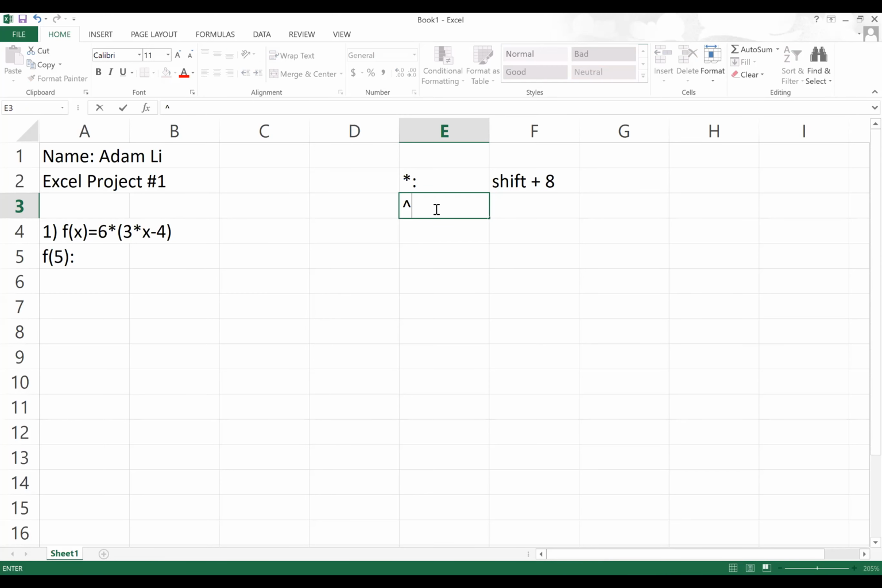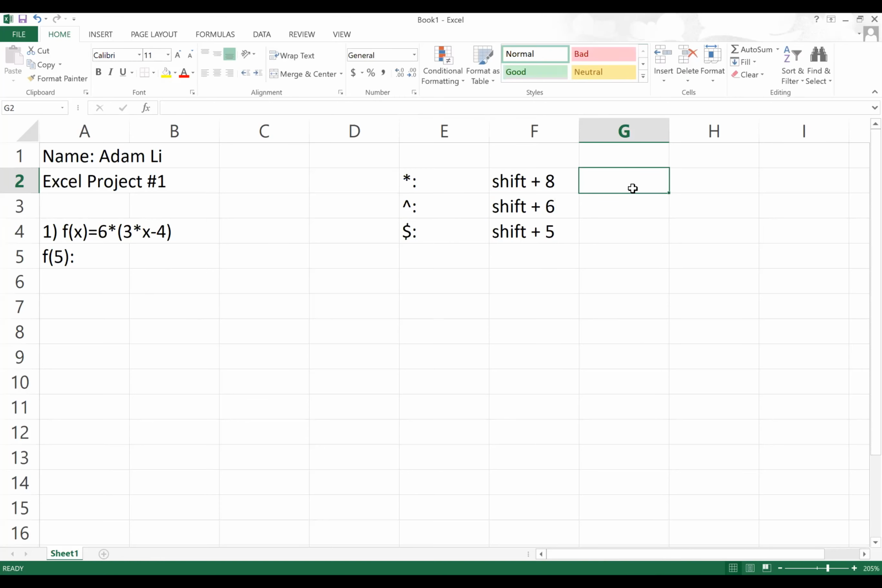If you need an exponent symbol, it should be shift and six. If you need a dollar sign, it's shift five. I'll quickly give you these important symbols we need. Try that, see if you can get a multiplication sign, exponent sign, and what else? Minus sign, plus sign. The minus sign is just right after the zero.